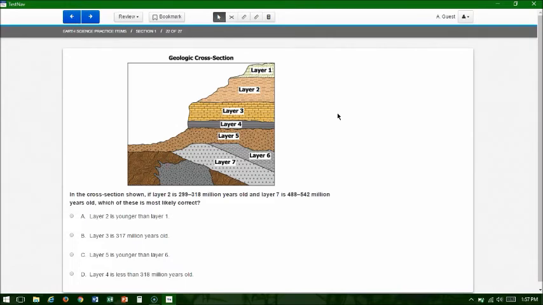In number 22, we have a geologic cross-section. And just to make sure that there's nothing strange about these layers where they're flipped upside down, we can assume that layer 1 is the youngest rock and layer 7 is the oldest rock. So we're given that layer 2 is around 300 million years old and layer 7 is around 500 million years old. So therefore, layer 2 is younger than layers 3, 4, and 5. So A is not correct. We don't know specifically if layer 3 is a certain number of years old. We can't deduce that from the diagram. But we can definitely say for sure that layer 5, which is on top of layer 6, is younger. So correct answer is C.